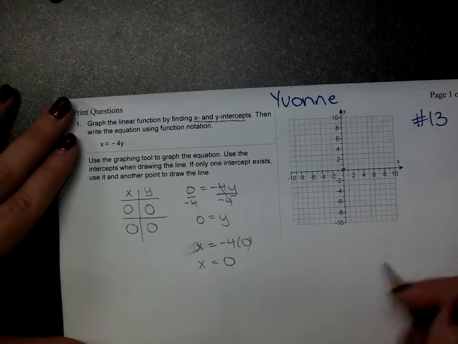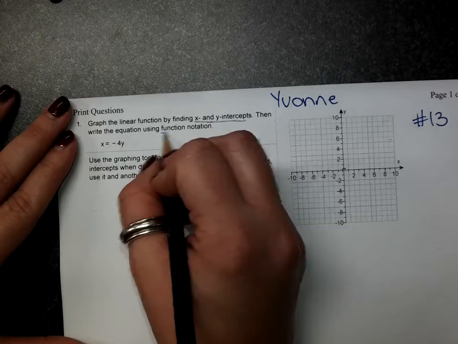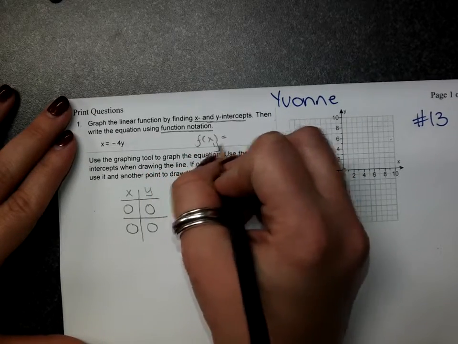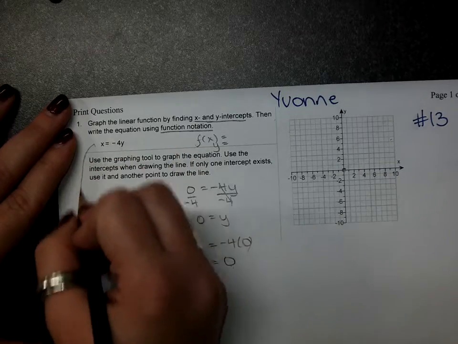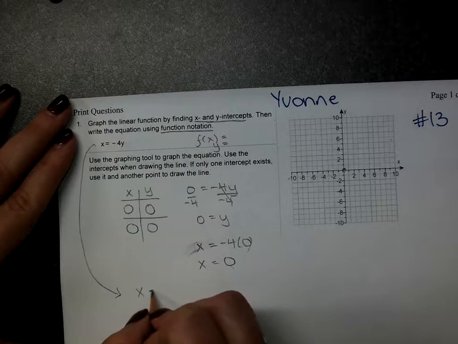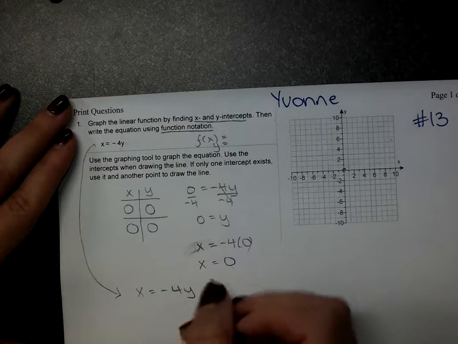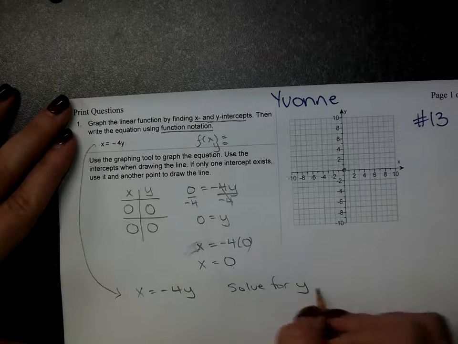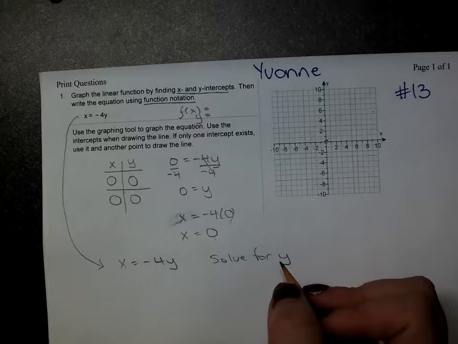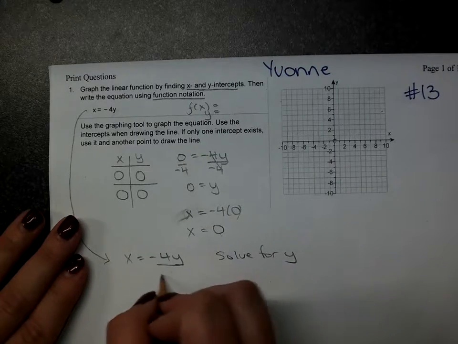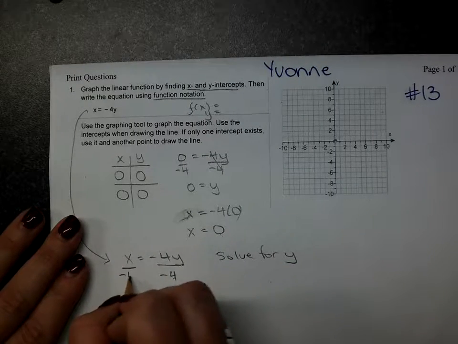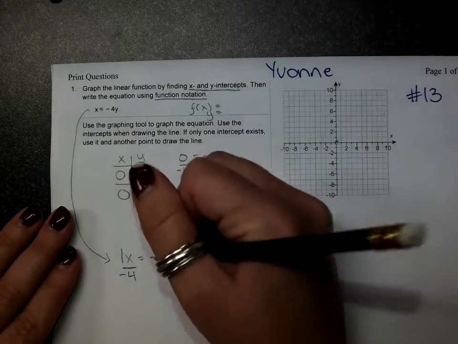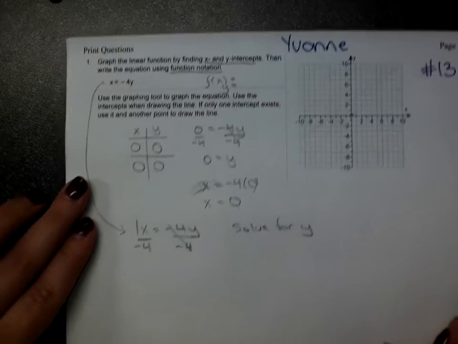So instead, I'm going to write this using function notation, which is the f of x equals or y equals. So I'm going to take this equation, x equals negative 4y, and I'm going to solve for y. We like to have our equations in what we call y equals form. So I'm going to divide by negative 4 on both sides. Remember, there's a coefficient of 1 in front of x. Those negative 4s are going to divide off.